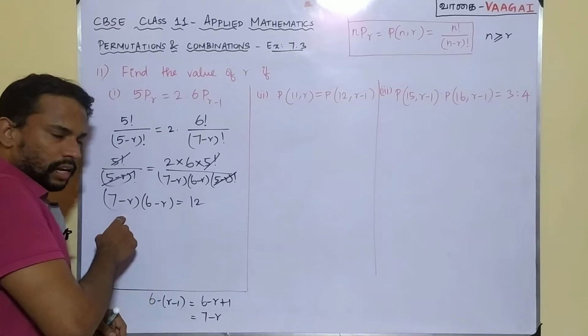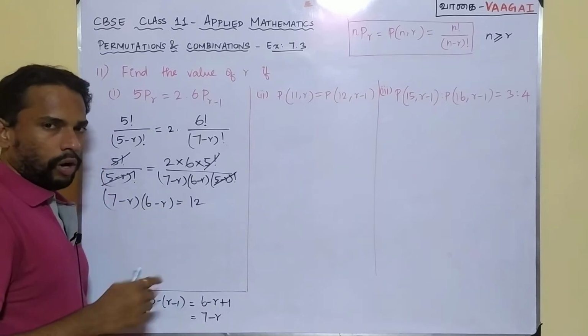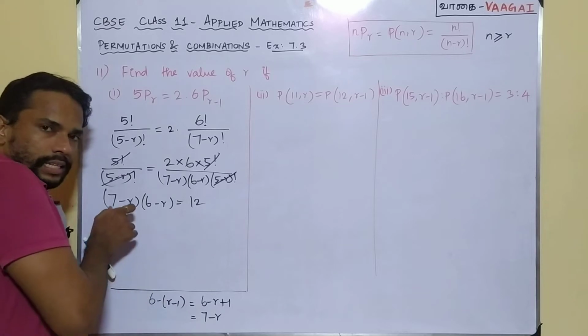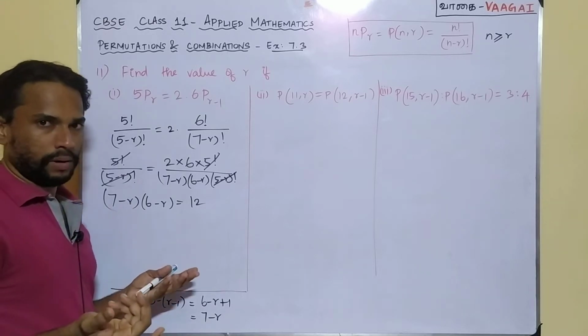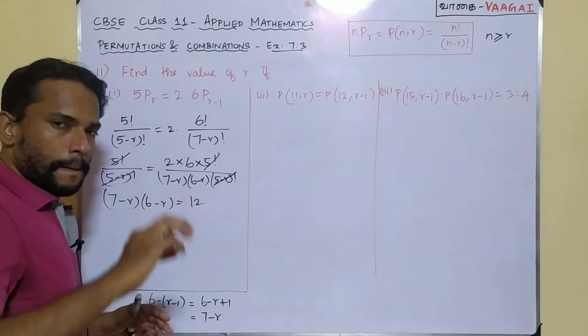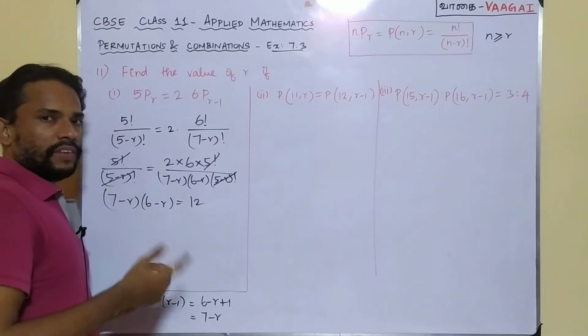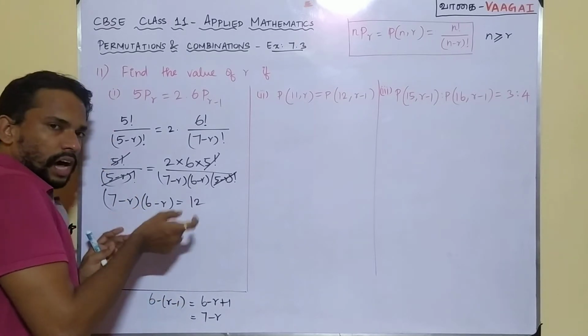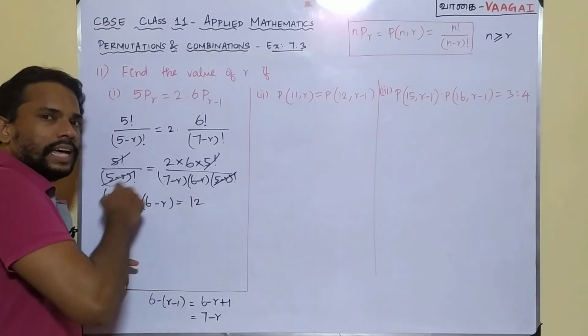This is 7 minus R and this is 6 minus R. What can I tell about these two values? This is 7 minus R. It is going to be some number. As of now, we don't know about it. But what about the 6 minus R? We can tell this 6 minus R will be nothing but 1 less than this 7 minus R.